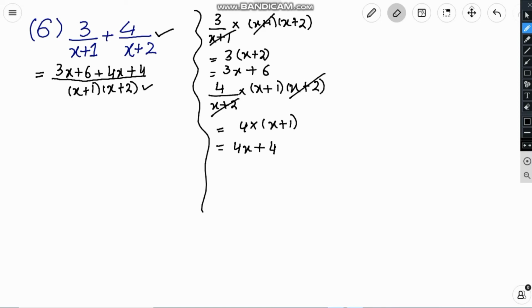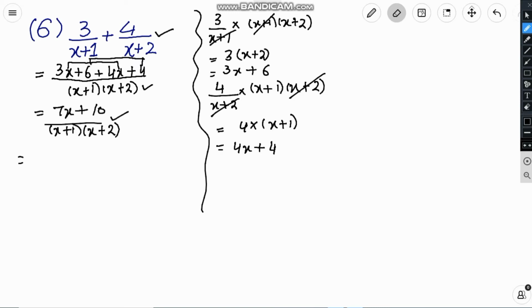Now you know very well we can solve similar terms with each other. We can add 3x and 4x, so it becomes 7x. Now add the similar constant terms, that is 6 and 4. It becomes 10. And in the denominator, you can either multiply these two terms or you can place them as it is. Now look at your solution.